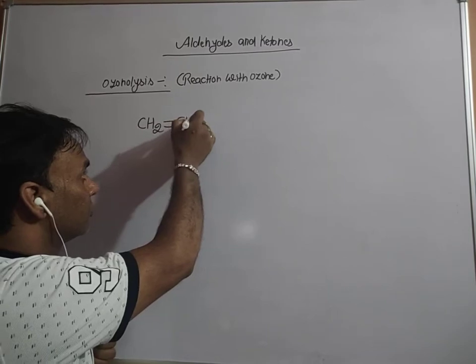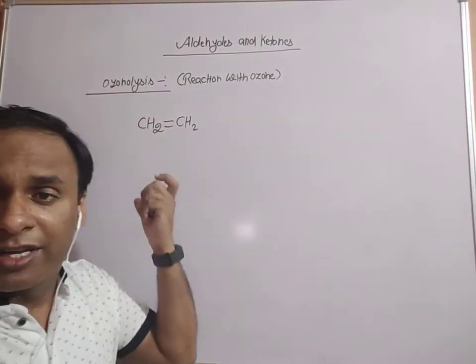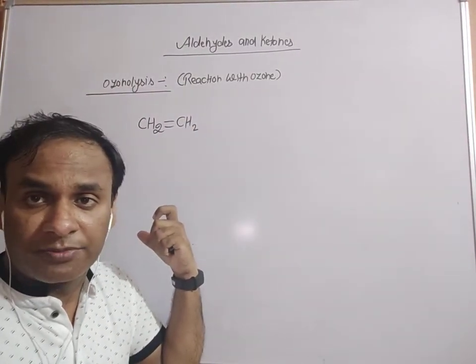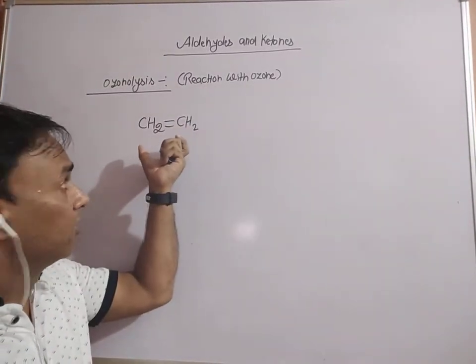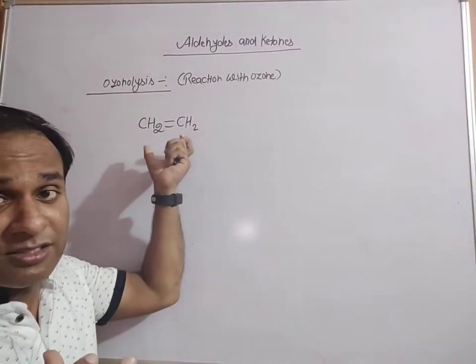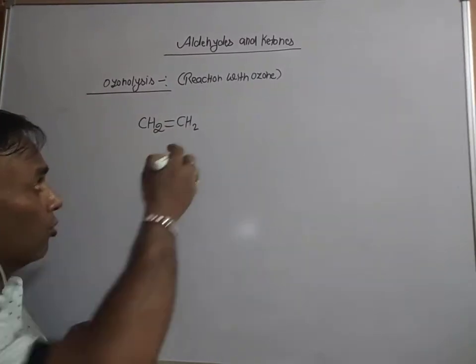For example, listen, CH2 double bond CH2, when ethene is ozonolyzed. Clear? Ethene reacts with ozone.